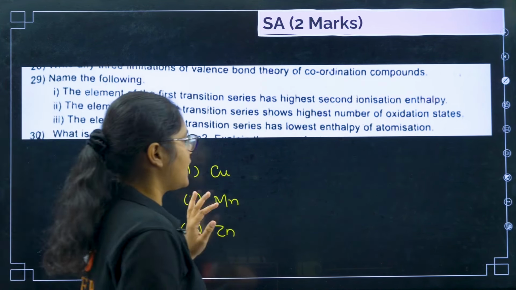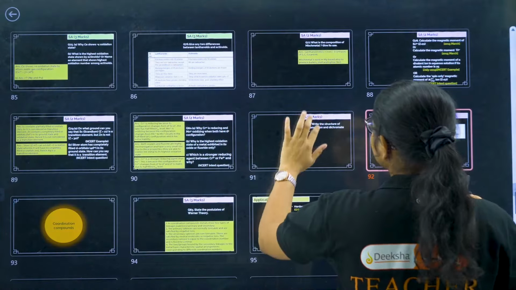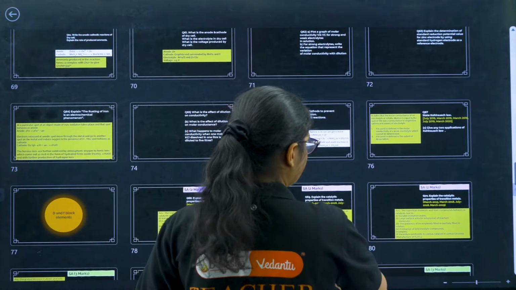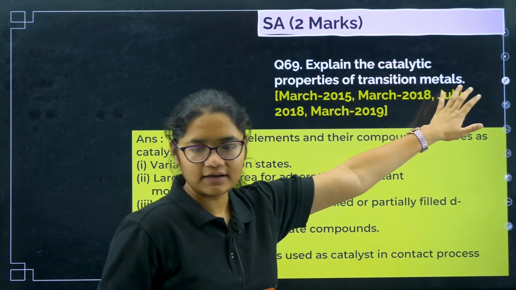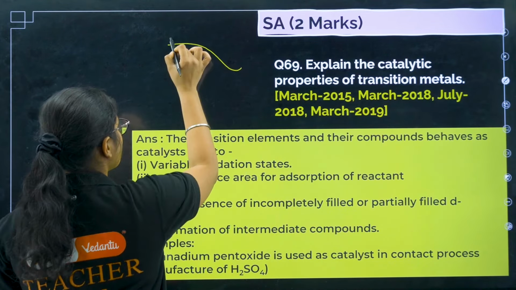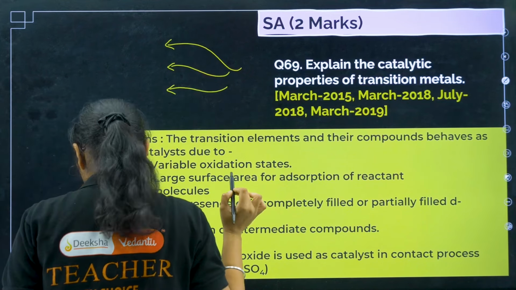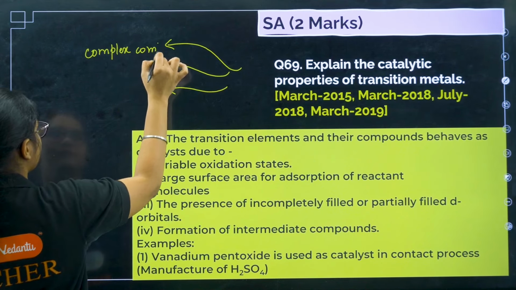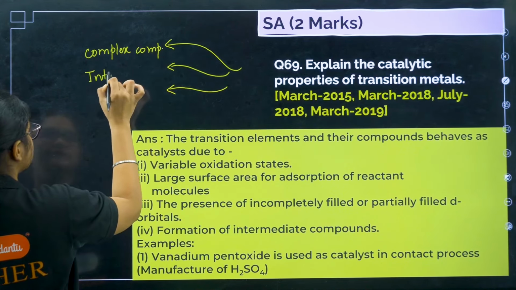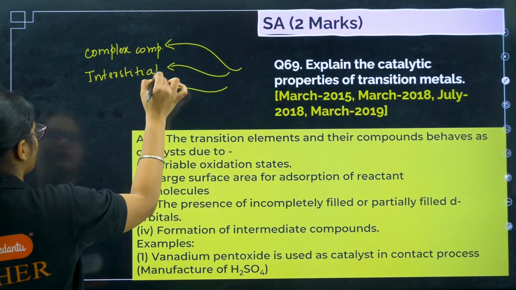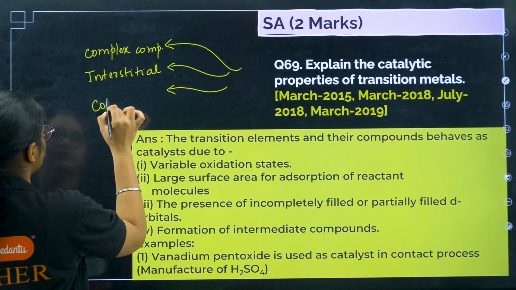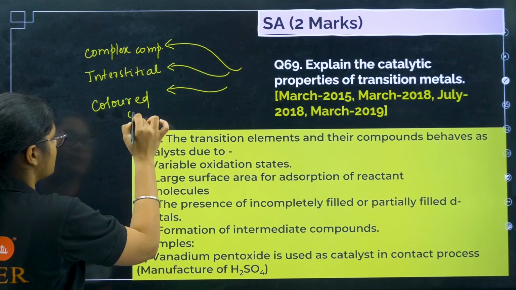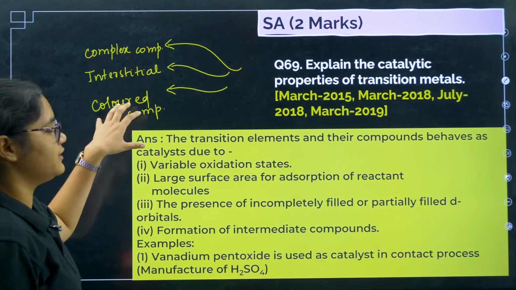Okay, here I want to discuss some questions that I think I have missed. Not missed, actually I have left space for that. Just a minute. Yes, so I have discussed here what the catalytic property is. Apart from this, what other properties should you prepare? You should also prepare why they form complex compounds, what are interstitial compounds, and why they show color, why d block elements form colored compounds. These definitions you should also know.